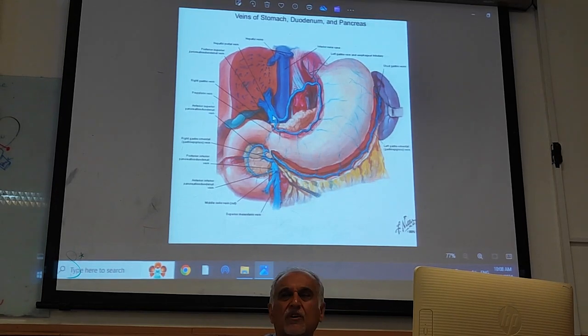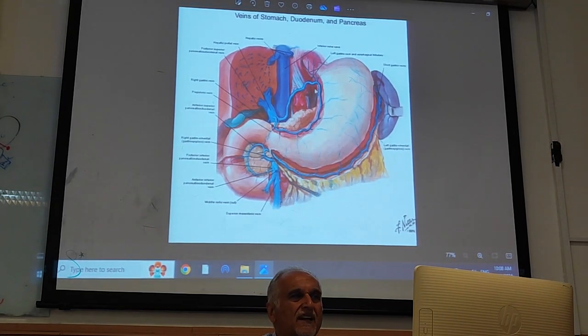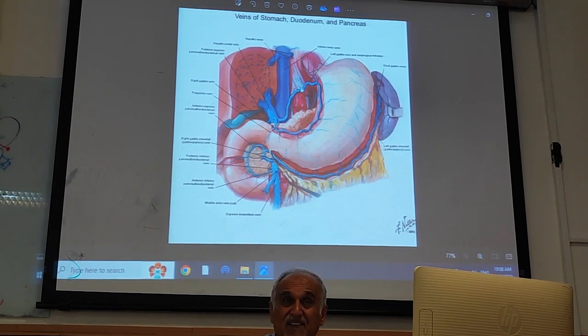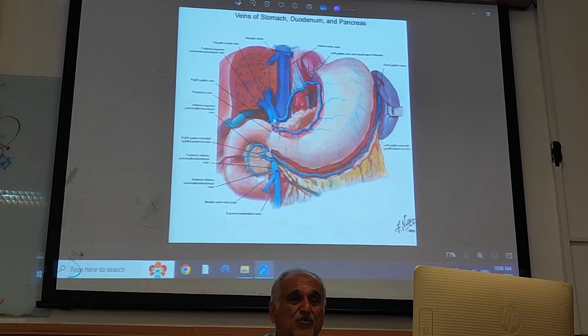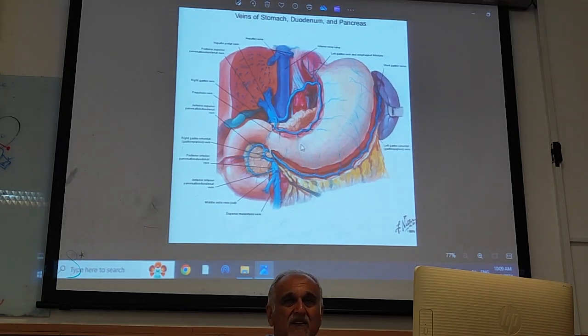Look here, portal vein. This is the portal vein. This one is the left gastric. The left gastric vein directly joins the portal vein. So here the connection between esophagus and this is the junction between portal and cava.